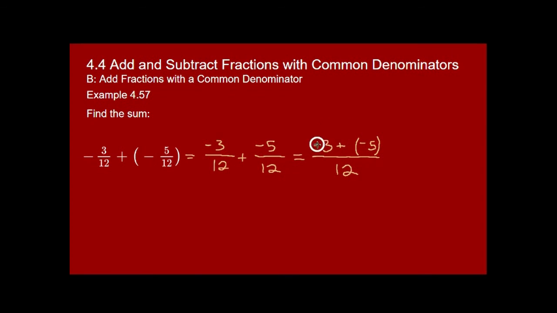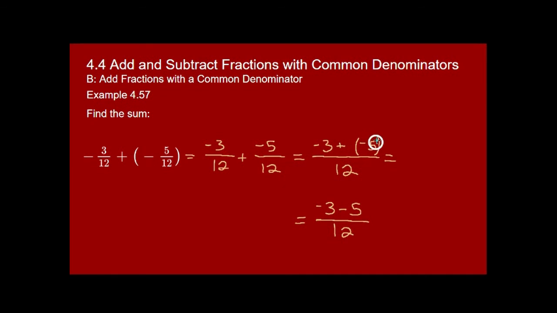But now we can simplify. We have all numbers in the top, so we can simplify. Negative 3 plus negative 5. If you want to think of it that way, you can do that. Or you can think of it as negative 3 minus positive 5, right? You can rewrite it that way. So whichever way, this way or this way, you prefer is fine with me. Either way, you're going to come up to the same answer.